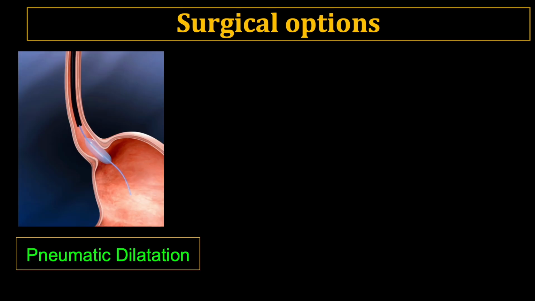Pneumatic balloon dilatation refers to a procedure where, endoscopically, a balloon catheter is placed at the level of the lower esophageal sphincter and the balloon is inflated. Inflation of the balloon leads to dilatation of the lumen at the level of the lower esophageal sphincter.